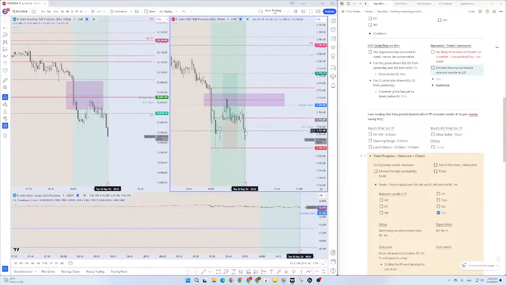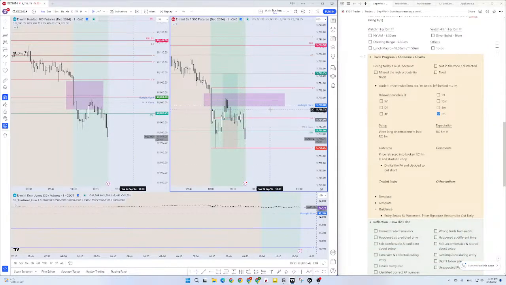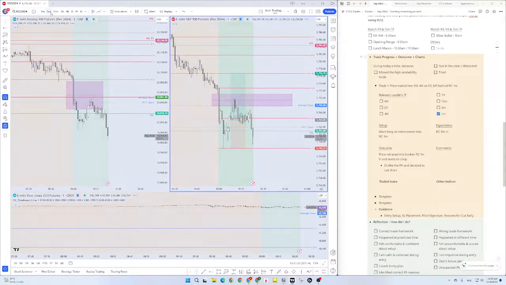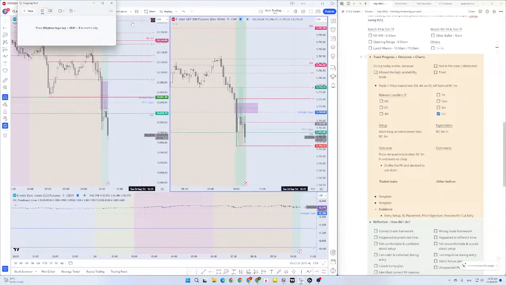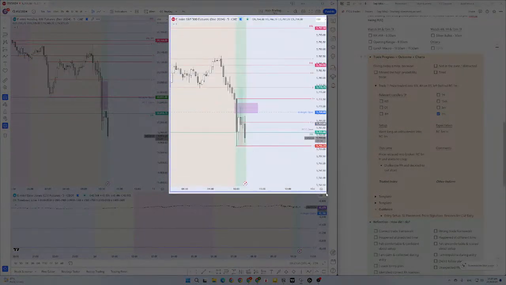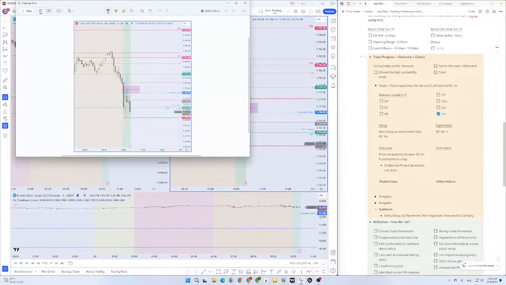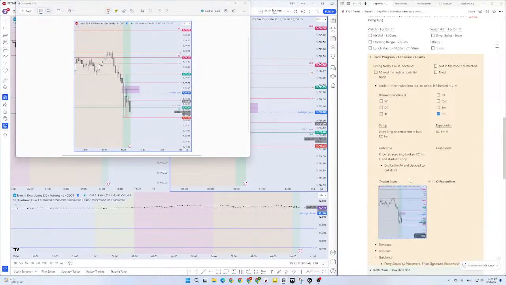So now you see it move away. Okay. So the question is, does it mean it's time to go short? Not necessarily also. So with all these happening, what I will do is start taking notes for whatever I traded.